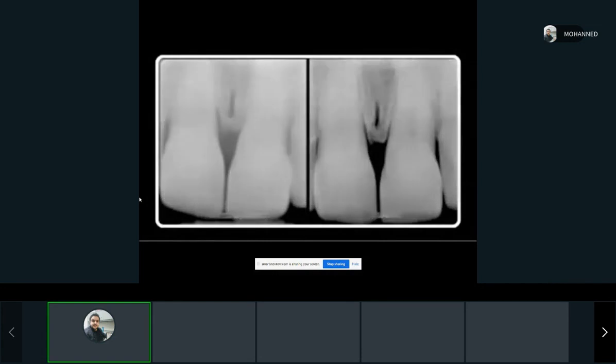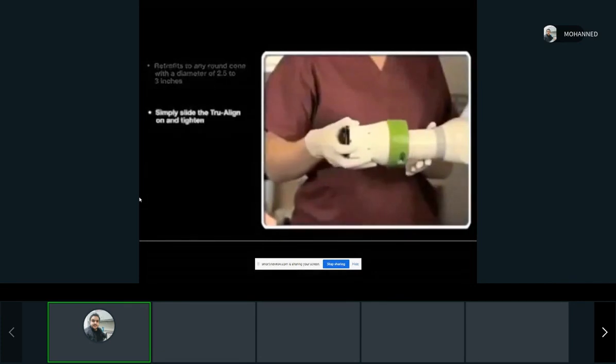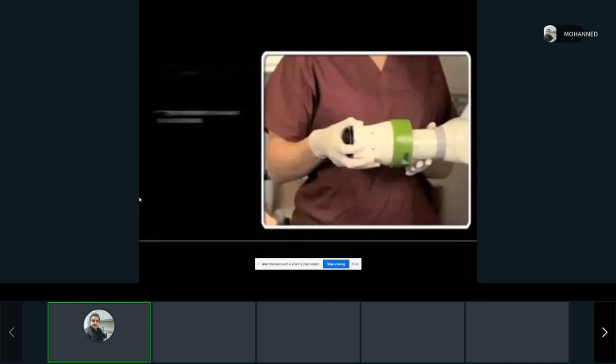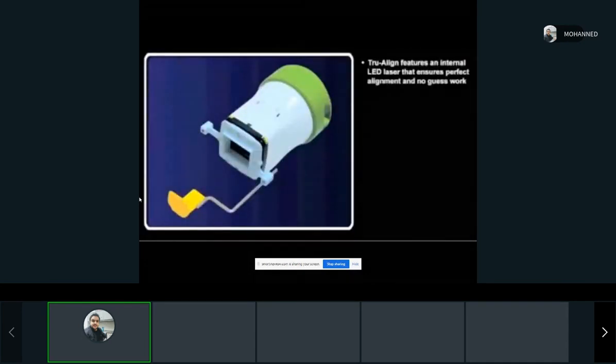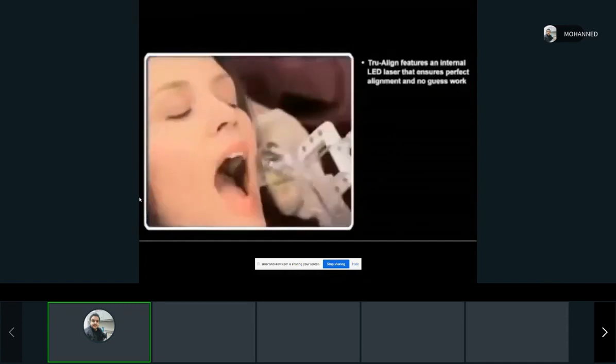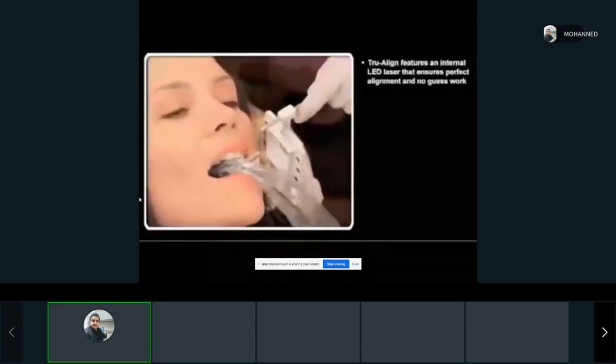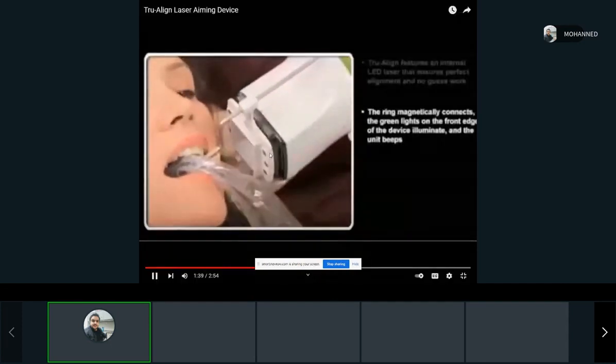TrueAlign retrofits to any round cone with a diameter of 2.5 to 3 inches. There's no need to remove the existing cone. Simply slide the TrueAlign on and tighten. It literally installs in seconds. TrueAlign features an internal LED laser that ensures perfect alignment and no guesswork, eliminating cone cuts and retakes. When the laser and ring reflector are exactly aligned, the ring magnetically connects. The green lights on the front edge of the device illuminate, and the unit beeps.